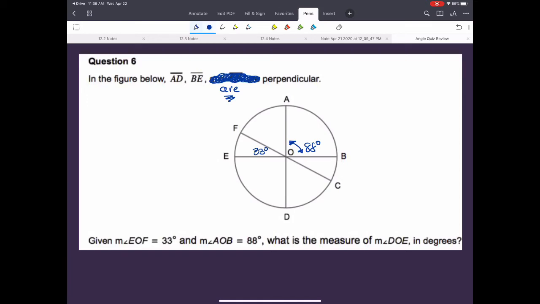Now we're looking for a different angle, the measure of angle DOE. DOE is right here. You'll notice that angle is directly vertical from this angle. They share this vertex and they're directly across from one another. What do you know about vertical angles? Vertical angles are equal. So that was an easy one. That was 88 degrees, because that's directly across from that angle. Vertical angles have the same exact measure every time. You don't need to get a protractor out. You just need to know that's how vertical angles work.